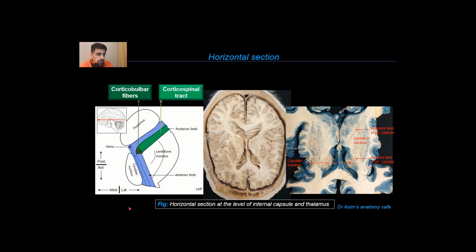Now see, this is a horizontal section taken at a level where the internal capsule was situated. You can see in this illustration over here, this is the V-shaped internal capsule. The internal capsule has got a genu, or an angle, to it over here. This is the posterior limb of the internal capsule, and this is the anterior limb of the internal capsule. All the corona radiata fibers are converging in this region over here.